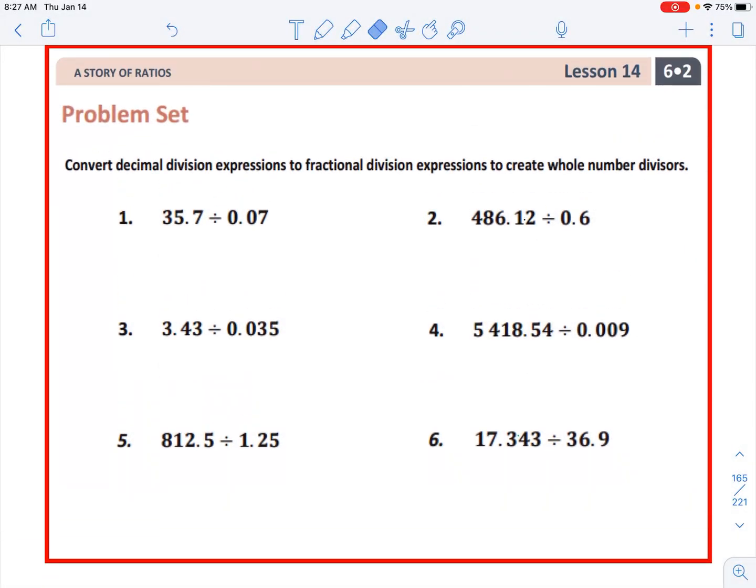All right, guys, let's go ahead and get started. We are still on lesson 14. I'm going to go over yesterday's problem set, and then I'm going to go over the extended part of the problem set and end up giving you your assignment for today.